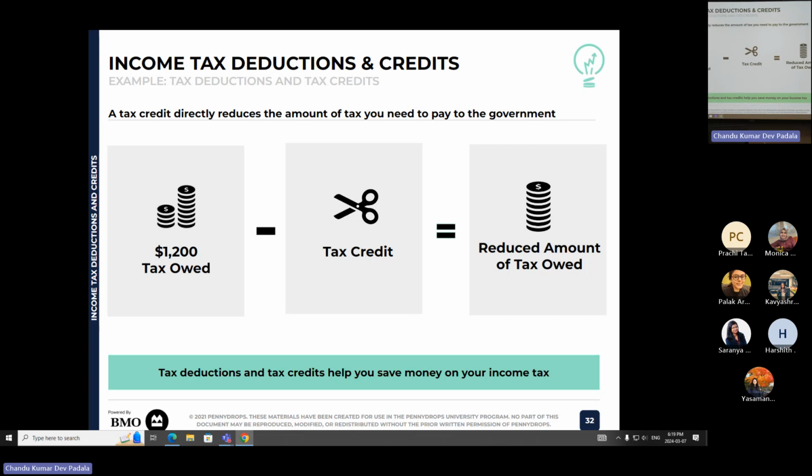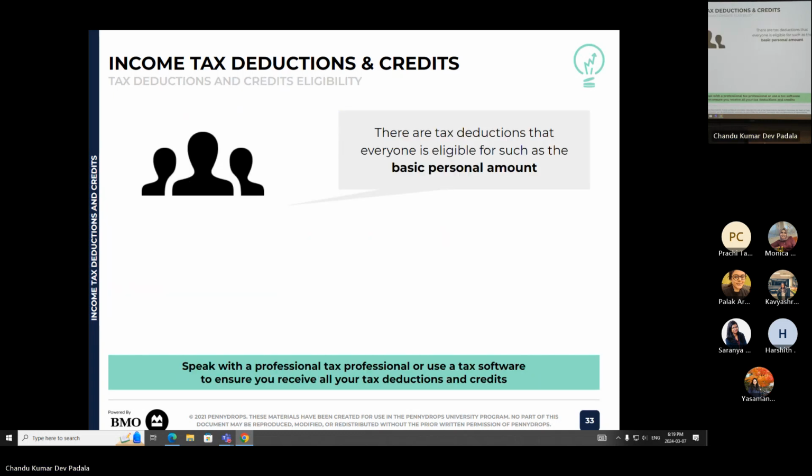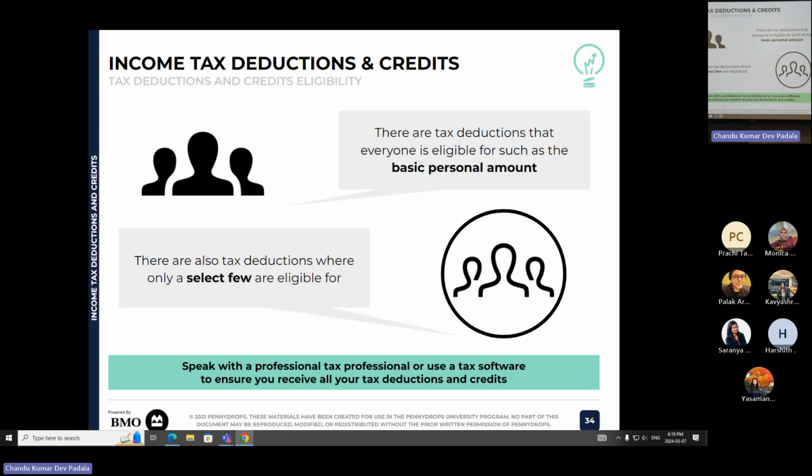Now that we've determined that the taxes we owe are $1,200, you would deduct the tax credits. There are different types of tax credits. Some everyone is eligible for, and some only certain people are eligible for. But that reduces the amount of taxes. There are deductions that, as I mentioned, everyone's eligible for, and also deductions where only a select few people are.